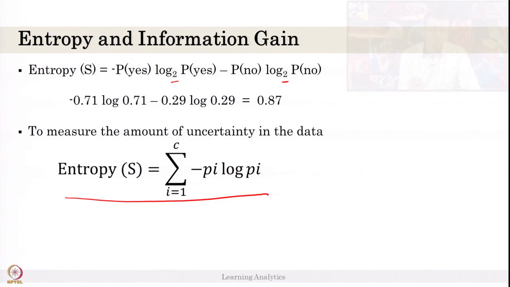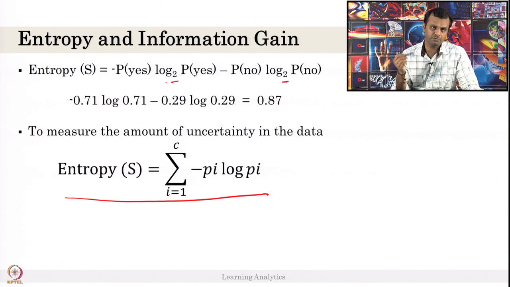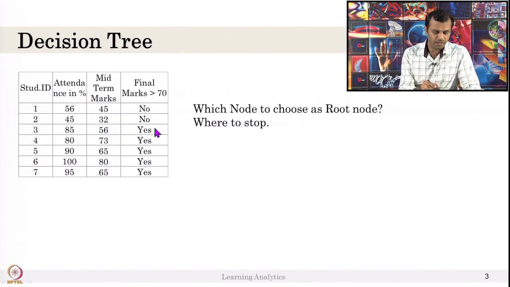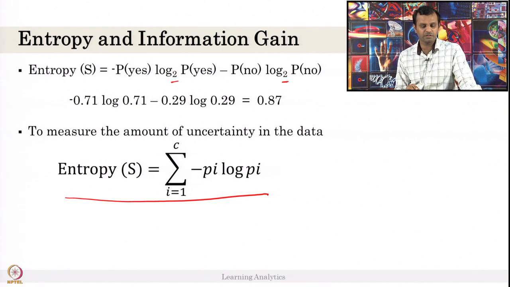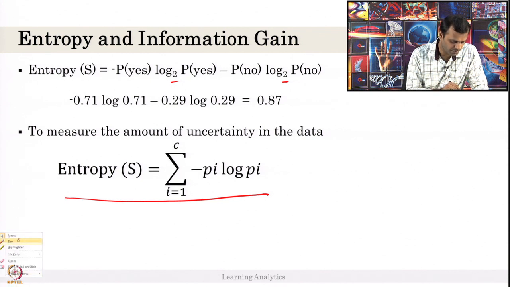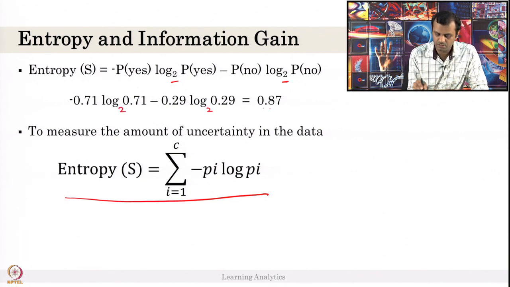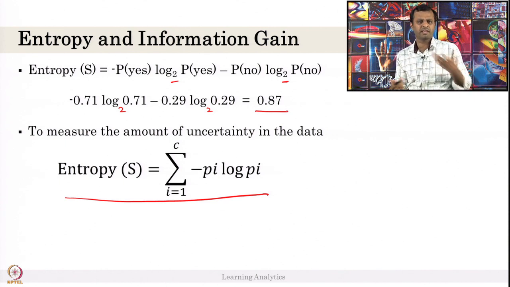If you compute this with the log base 2 value for the previous table, let us see how many yes and how many no. 1, 2, 3, 4, 5 out of 7. So, 5 out of 7 is 0.71, and 2 out of 7 is 0.29. If you compute that with log base 2, then the value is 0.87. What does this 0.87 mean? It says entropy. Should I consider this as good or bad?